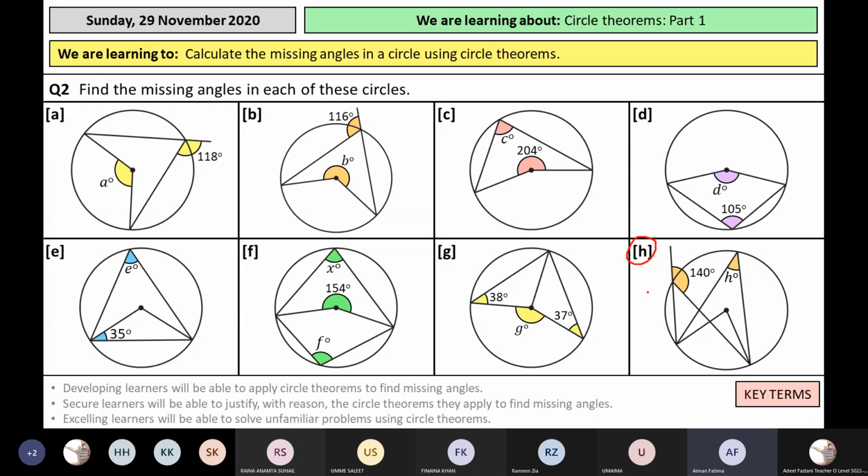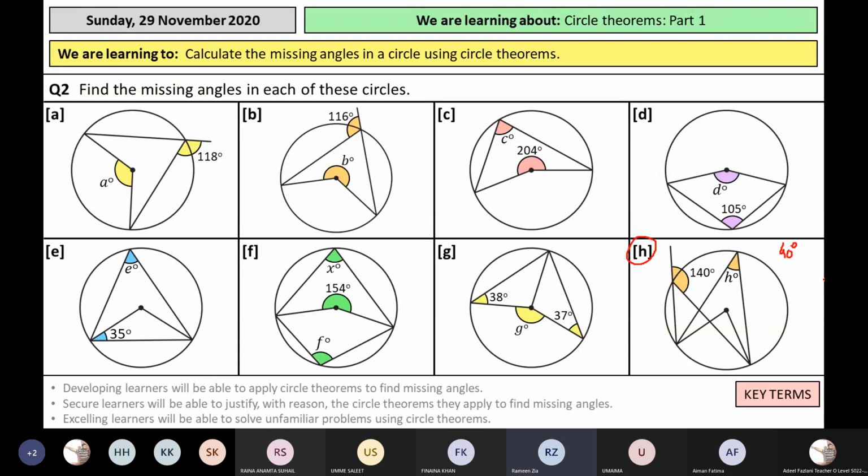Sir, 40, because angles in the same segment are equal. Okay, someone is saying 40, right? I'm just noting down the answer. Anyone else?